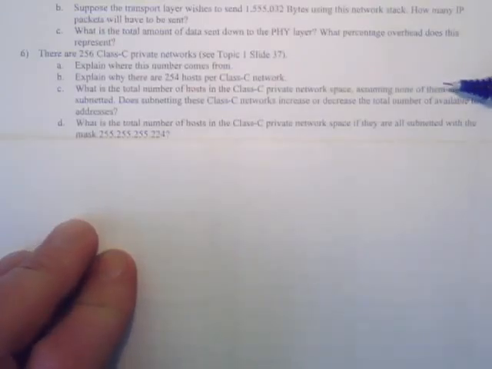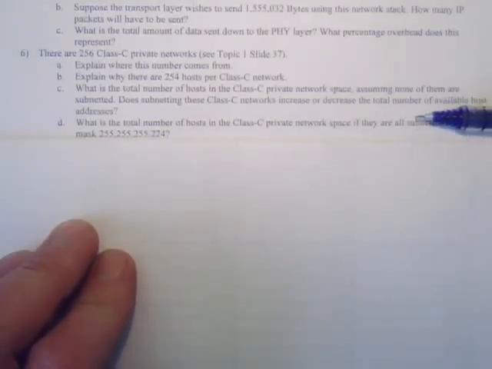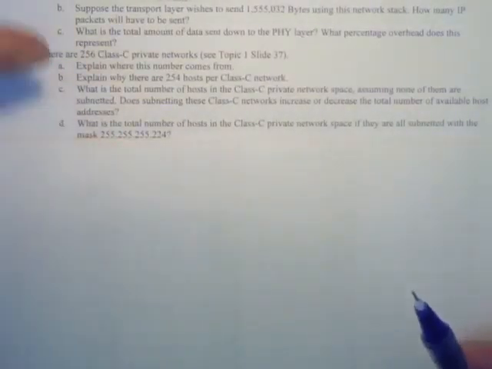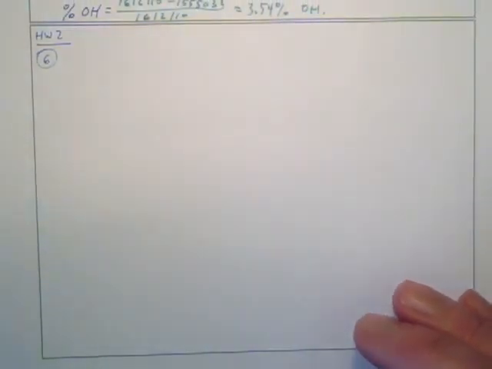And then, does subnetting increase or decrease the total number of available host addresses? And finally, part D, what is the total number of hosts if we're going to subnet all of those Class Cs with this particular mask? So I'll do that here for you. Homework 2, number 6.